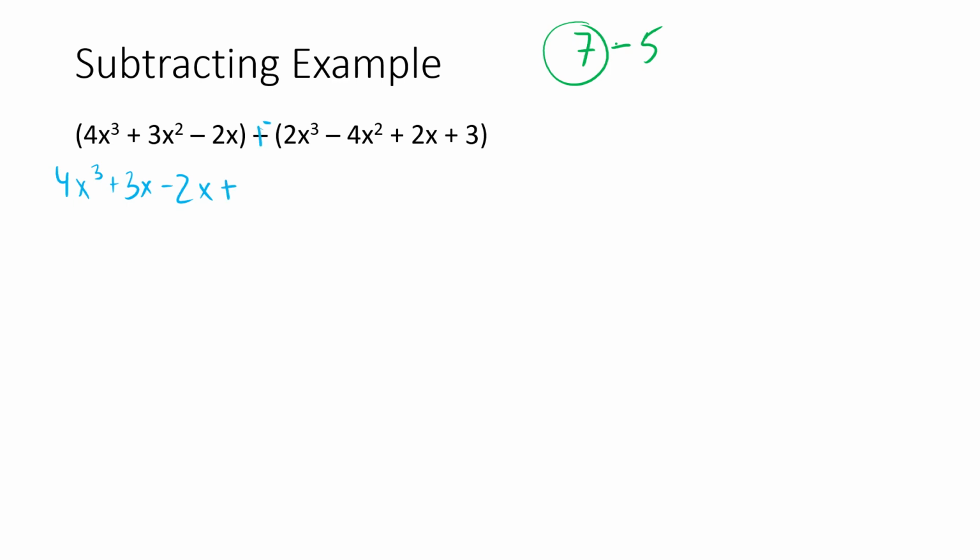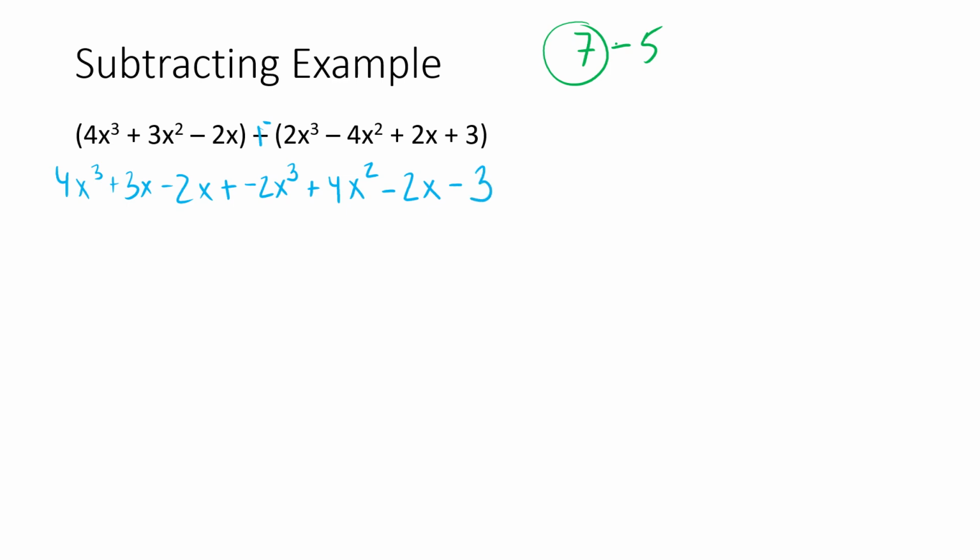So what is the opposite of 2x to the third? That would be negative 2x to the third. What is the opposite of negative 4x squared? That would be positive 4x squared. The opposite of positive 2x is negative 2x, and the opposite of positive 3 is negative 3.